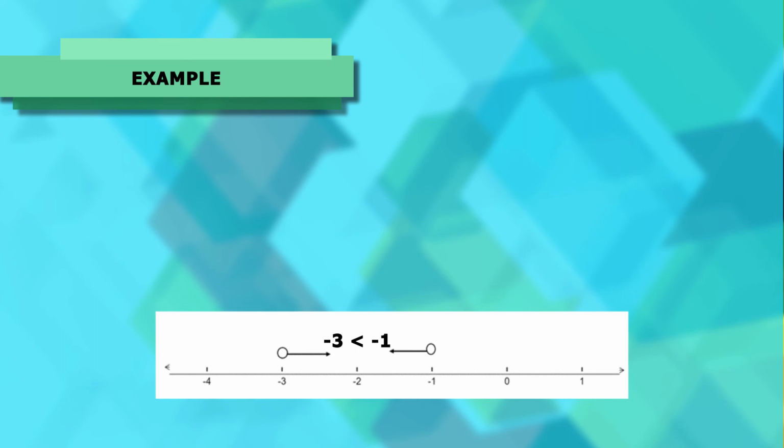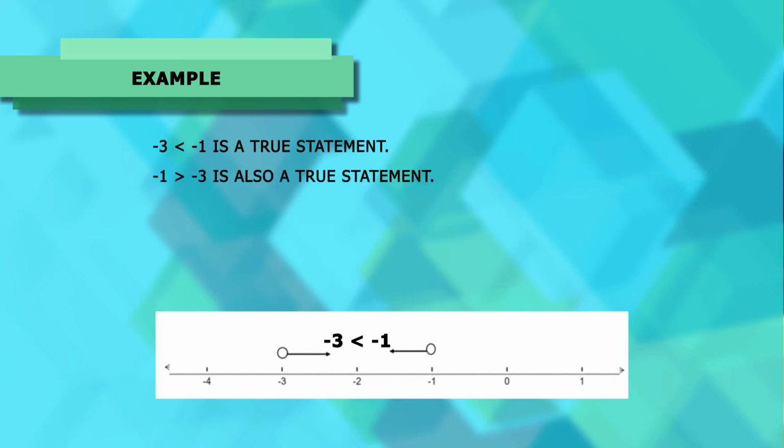In the next example, we have -3 is less than -1. And this is indeed a true statement because we know that -3 is indeed smaller than -1. We could also rewrite this statement as -1 is greater than -3. So it doesn't matter which way we decide to turn it. We could say -3 is less than -1, or we could say -1 is greater than -3. Again, both of these statements mean the same thing. They're equivalent.